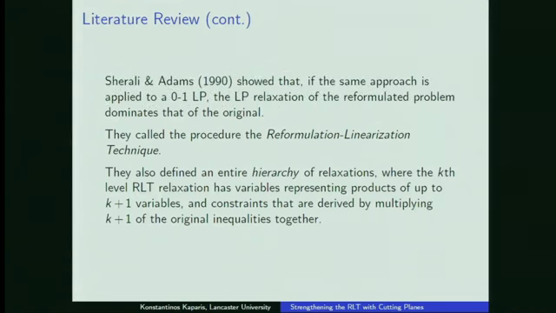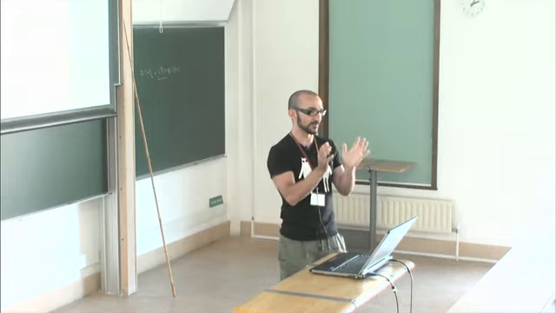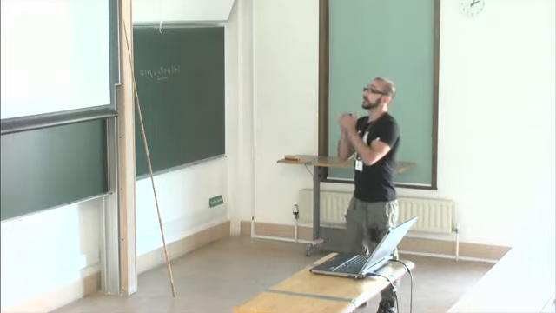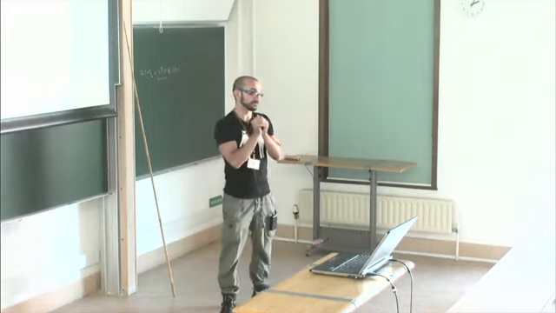Later on, in 1990, Sherali and Adams realized that this approach can be further generalized, and in that way they introduced their hierarchy. They can introduce for each level k products of up to k+1 variables, and constraints that represent products of those. They can introduce polynomials of degree k+1 just by taking k+1 constraints and multiplying them together. This technique is what they call the reformulation linearization technique.